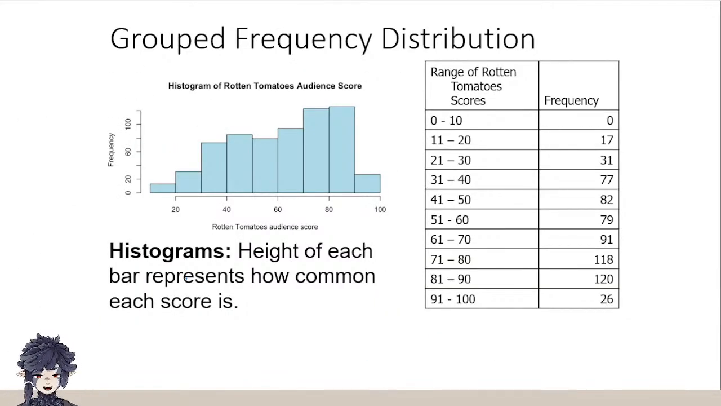All right, another type of frequency distribution. Here we have something called a grouped frequency distribution. This is when you've got a really big scale.